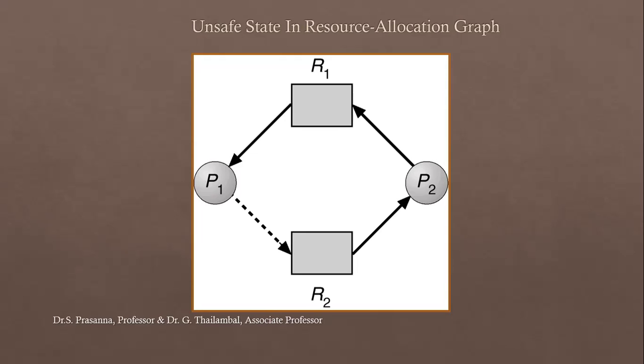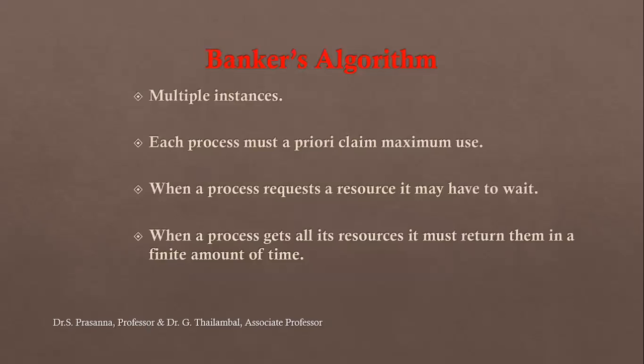So if suppose P1 claims R2, P1 will not finish its execution as the R2 resource is held by P2, which needs the R1 resource which is held by P1. So this state is called an unsafe state, and this may lead to a deadlock.